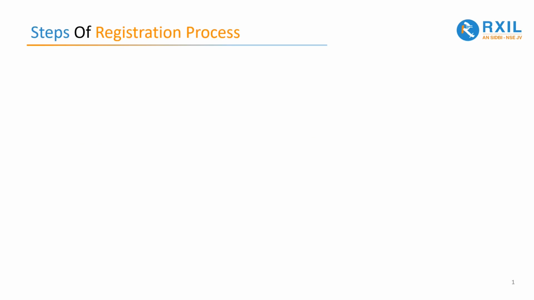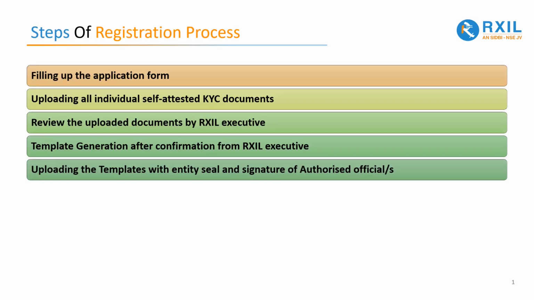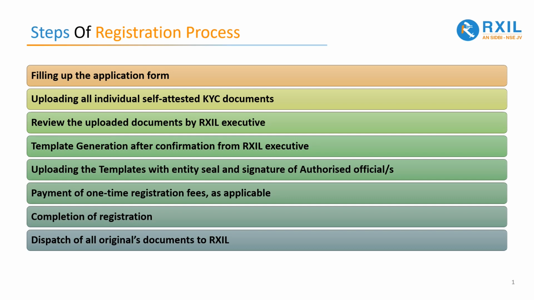The onboarding process has the following major steps to complete and successfully register. Filling the application form, uploading all entity KYC and supporting documents with entity seal and signature of authorized official, uploading all individual self-attested KYC documents, review of the documents by RxIL executive, template generation from confirmation from RxIL executive, uploading the templates with entity seal and signature of authorized official, payment of one-time registration fees as applicable, dispatch of physical copies of documents uploaded during registration.